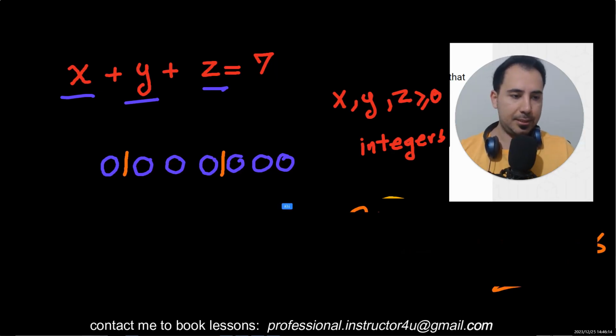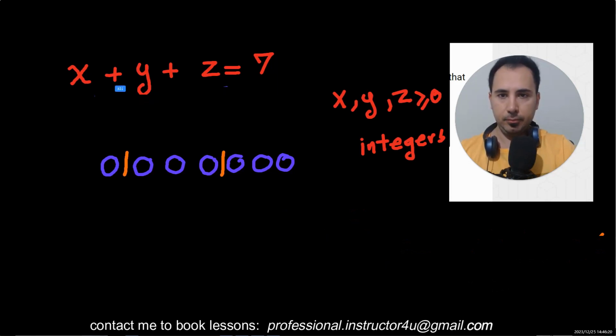Now let's practice this a little more. What if we have 10 apples, and I'm going to add another variable. You pick it.